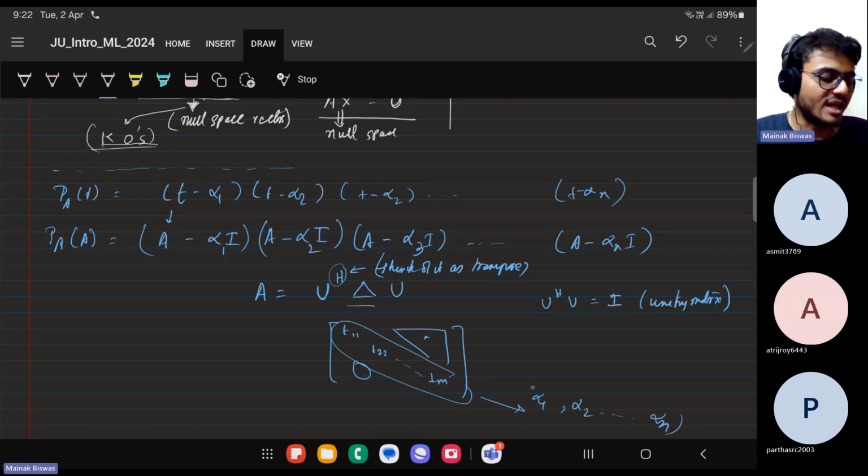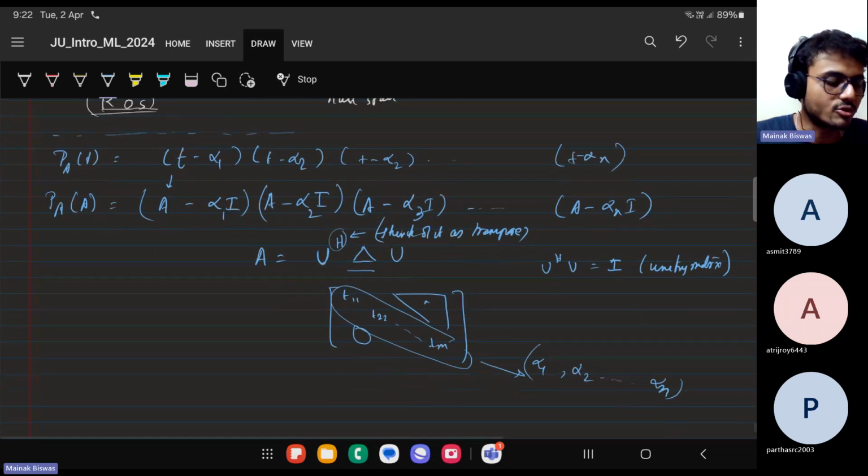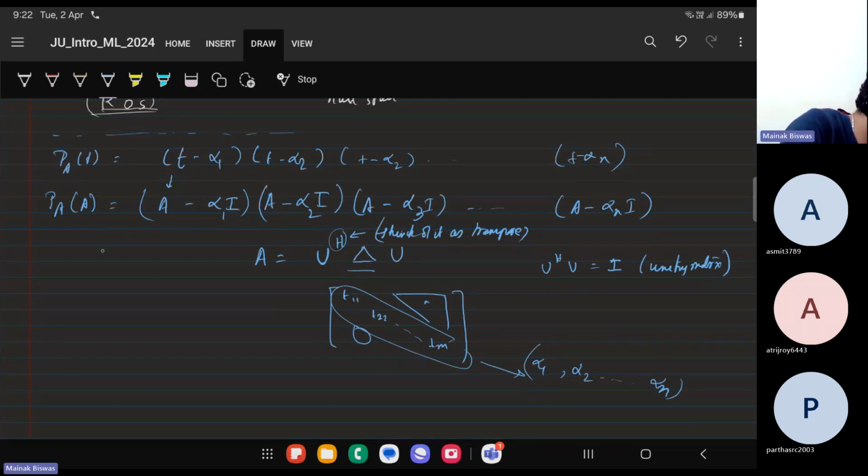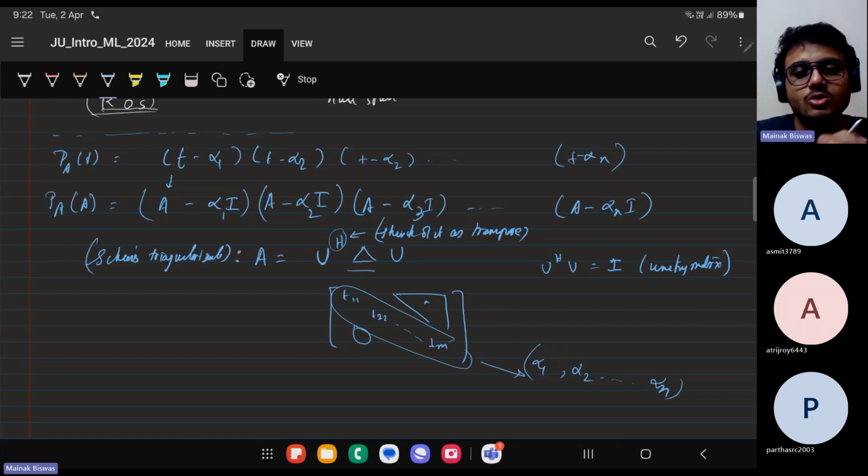Now, if you just try and multiply, do you see why it will be true? Can you tell me? I'm not showing. This is called Schur's triangularization. I am not going to show you this, but I'll show you the proof given that it is true. I have shown Schur's triangularization in the previous course. You can just go back and see.